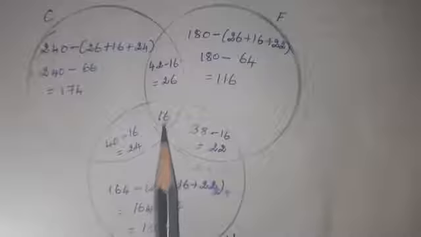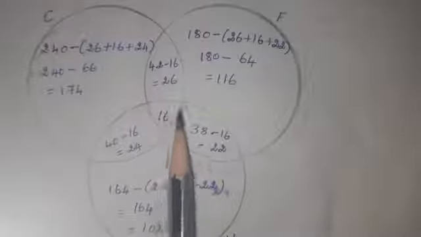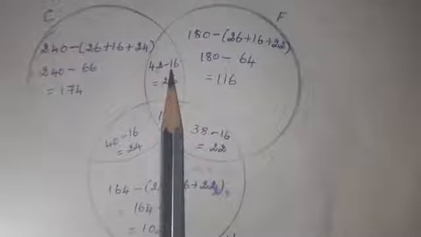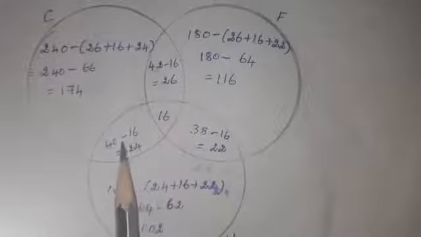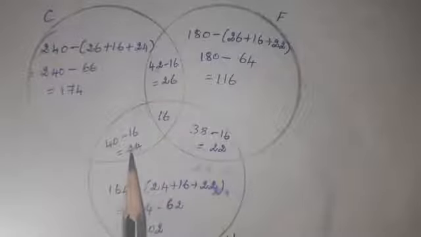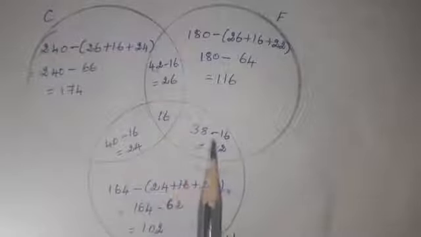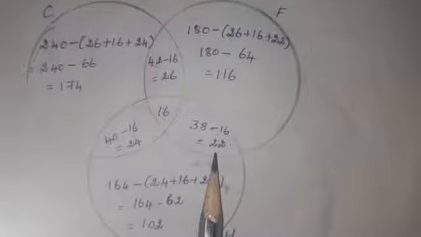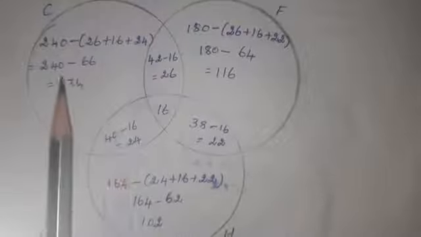How I am doing it is, you take that 16 and subtract. Here 42 minus 16, 26. Next, 40 minus 16, 24. 38 minus 16, 22. After that I am coming to cricket.